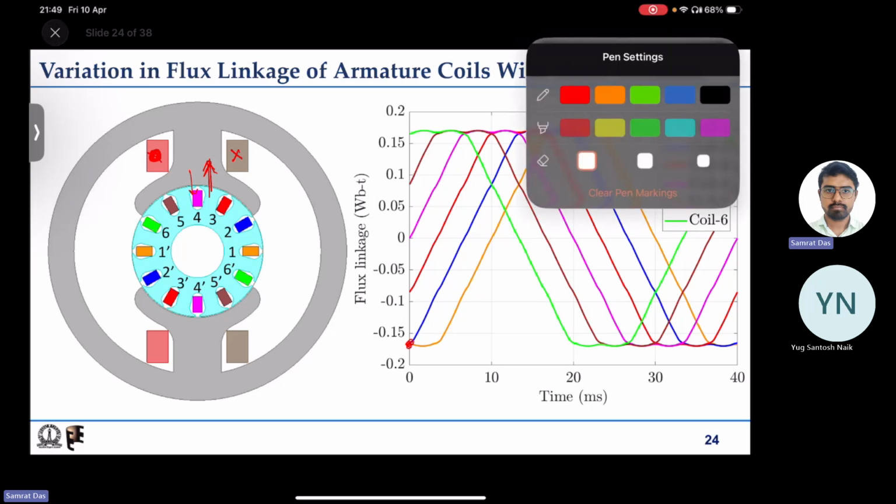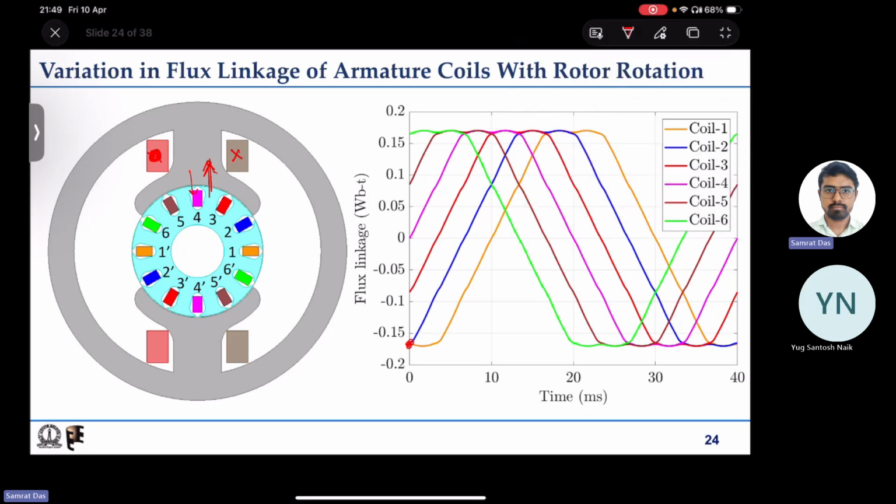The reference direction is actually dot here and cross there, because initially that comes from the initial flux linkage sign. Initially flux linkage is negative for the first coil. That means, because the dot and cross of the field winding is like this, red one is dot and black one is cross, the flux must be on the upper side, in the upward direction.